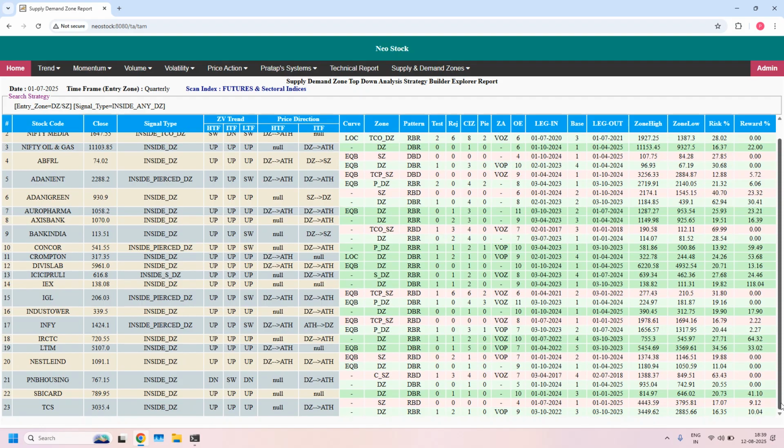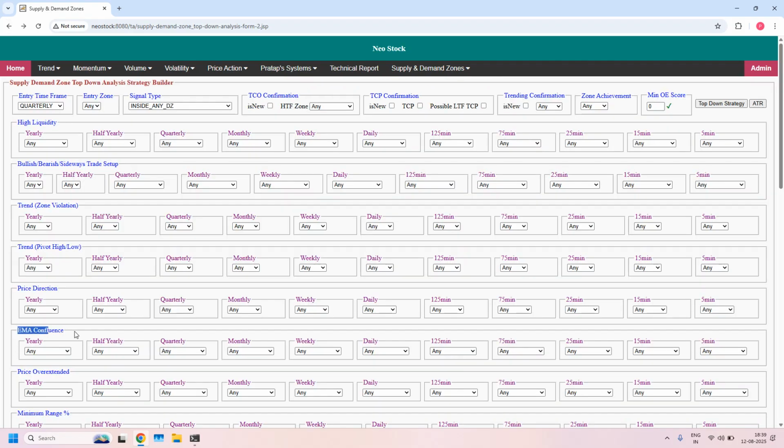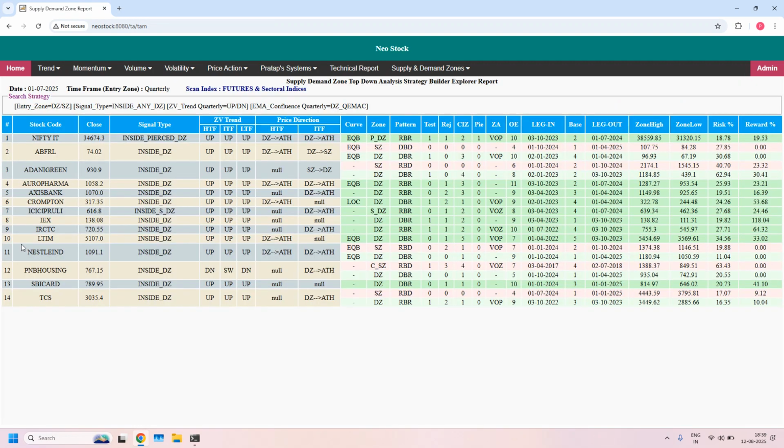Let's further filter based on quarterly demand zone having quarterly EMA confluence. And also trend on the quarterly should not be sideways. It can be up or down. Now we got 14 stocks. Current price closed in these 14 quarterly demand zones, and those quarterly demand zones are having quarterly EMA confluence.